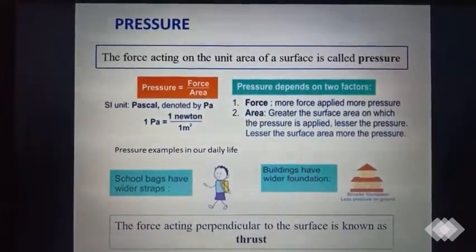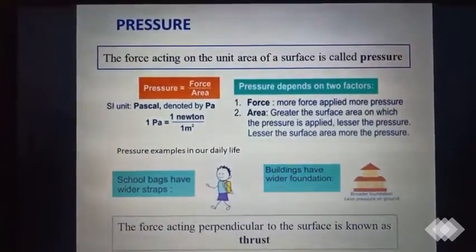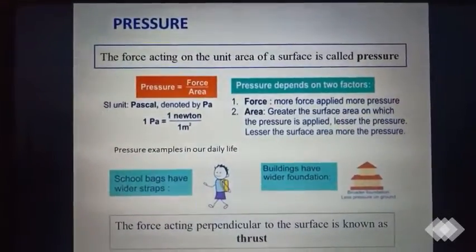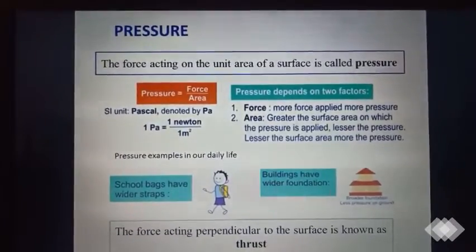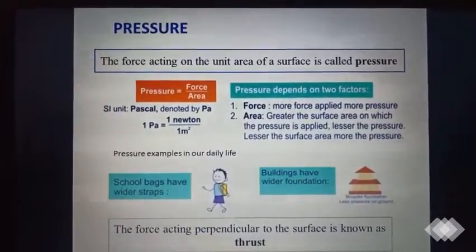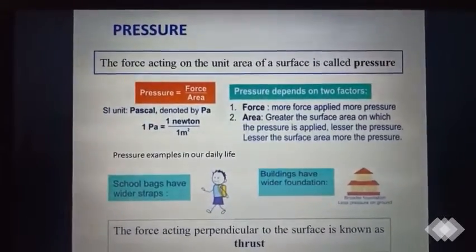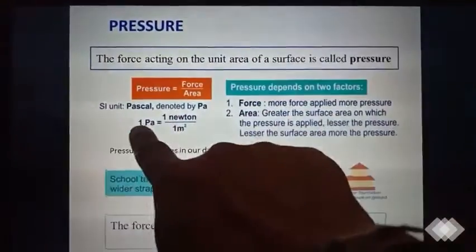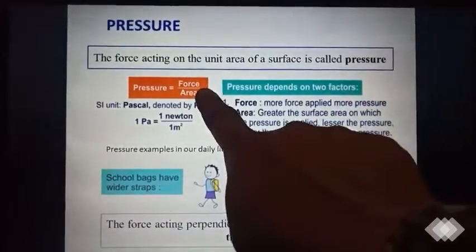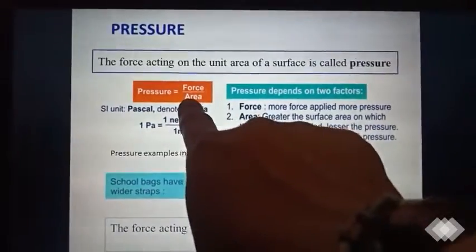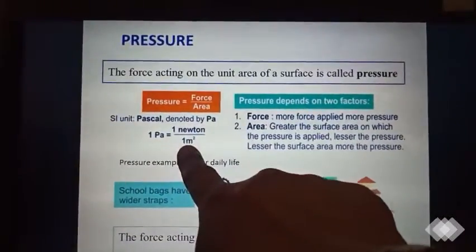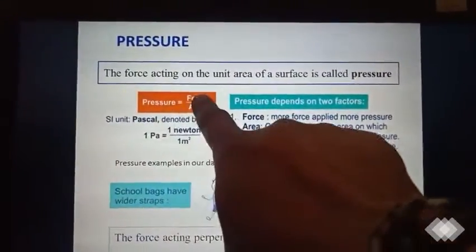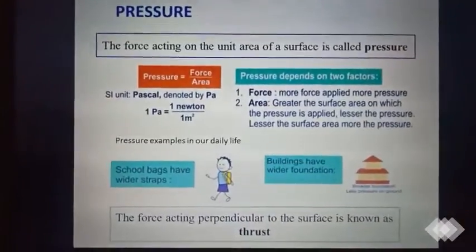What is the formula of pressure? Force by area. The SI unit of pressure is the Pascal. The SI unit of pressure is a Pascal. It is named after the scientist, and it is denoted by the symbol Pa, capital P, small a. So you can write the pressure as 1 Pascal. And what is the unit of force? 1 Newton. And what is the unit of area? The SI unit is meter square, so 1 meter square. So this is the formula of pressure: pressure equals force by area, and its unit is Pascal.